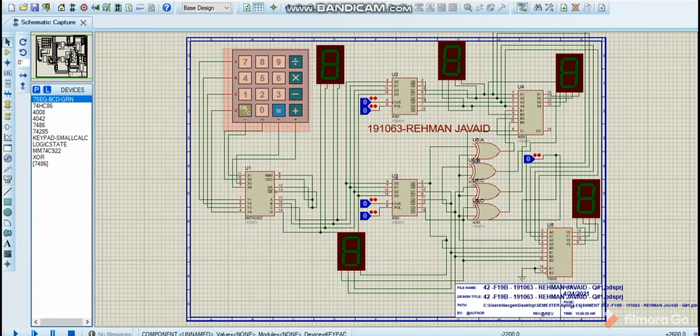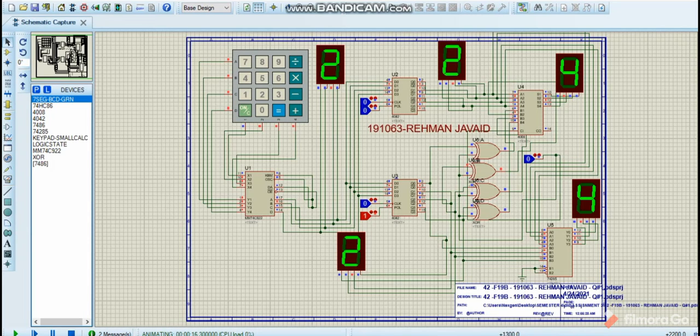So now we start the simulation of our Proteus. Now I will give it a number of 2. Now we can store it by giving it high. So it will store as input in stage number 1. Now we give the same input to the second stage by giving high or low.